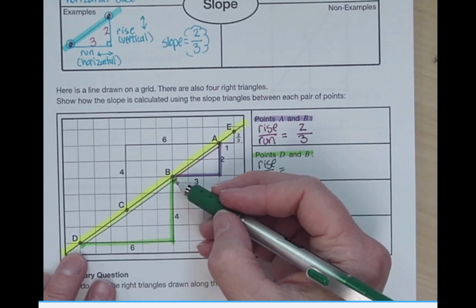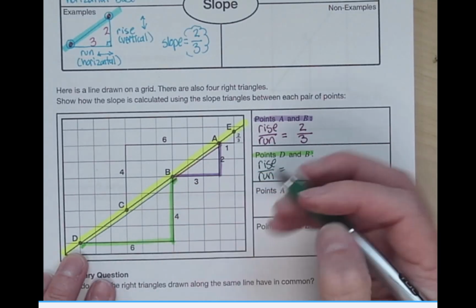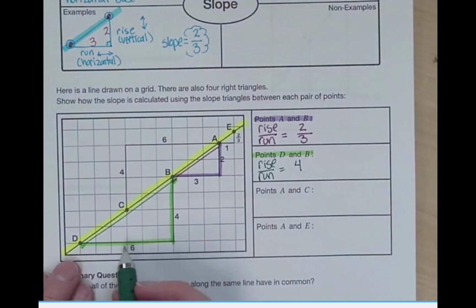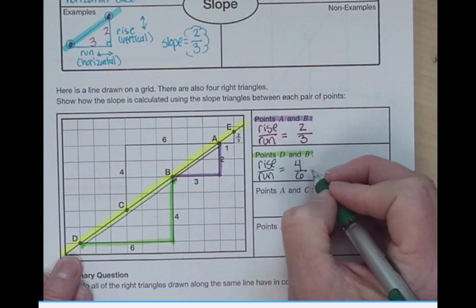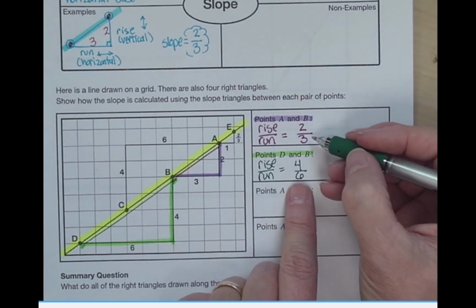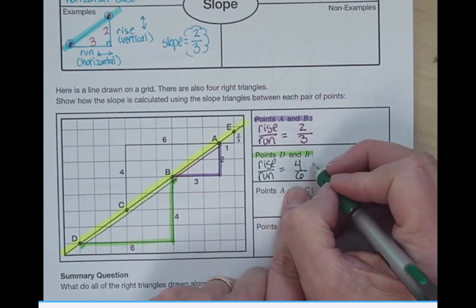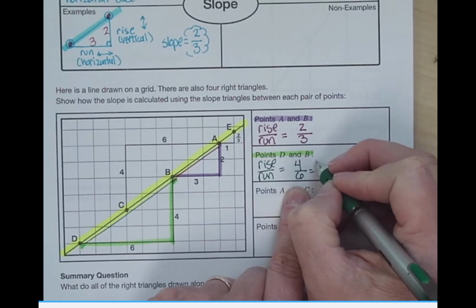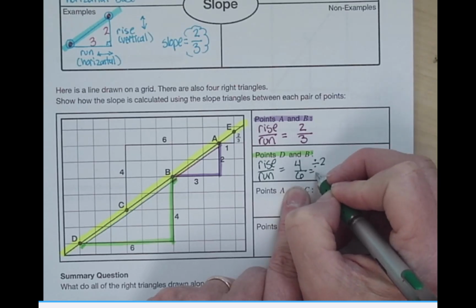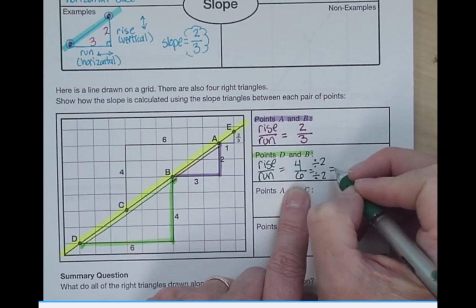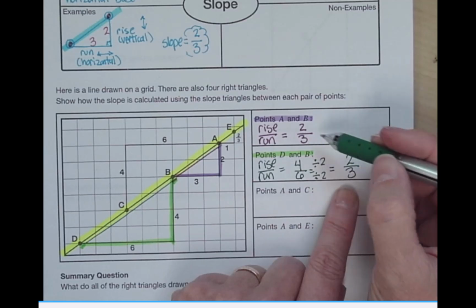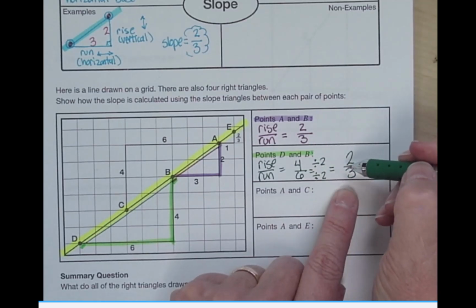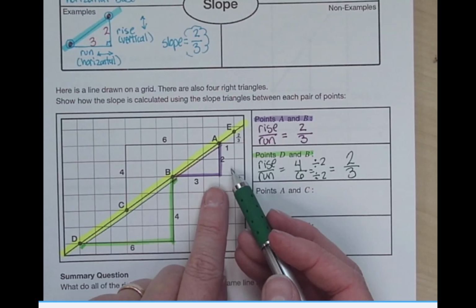All right, so in our green triangle, it looks like the rise is 4. And the horizontal distance, the run from D to B, is 6. So rise over run. Now, are these 2 the same? Well, let's reduce this fraction. Both of them are divisible by 2. 4 divided by 2 is 2. 6 divided by 2 is 3. Oh my goodness, look at that. The slopes are the same, which makes sense because these are similar triangles.